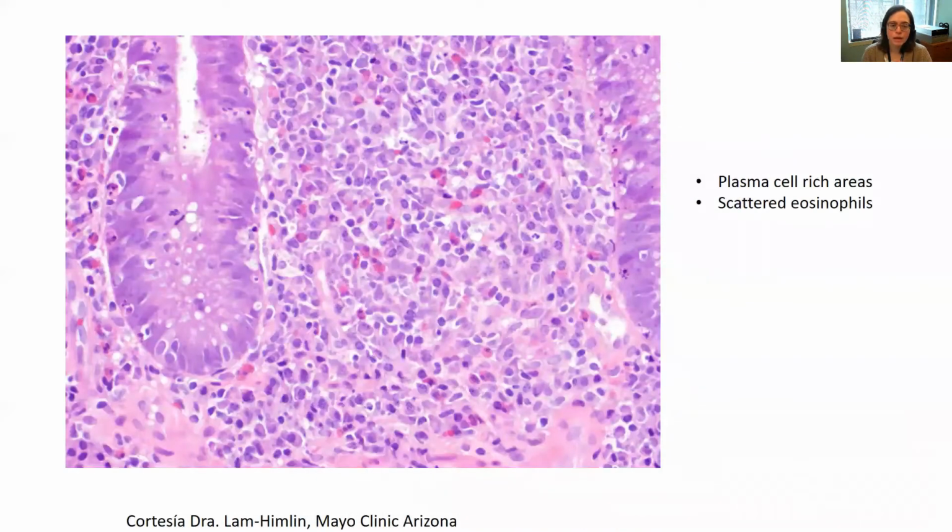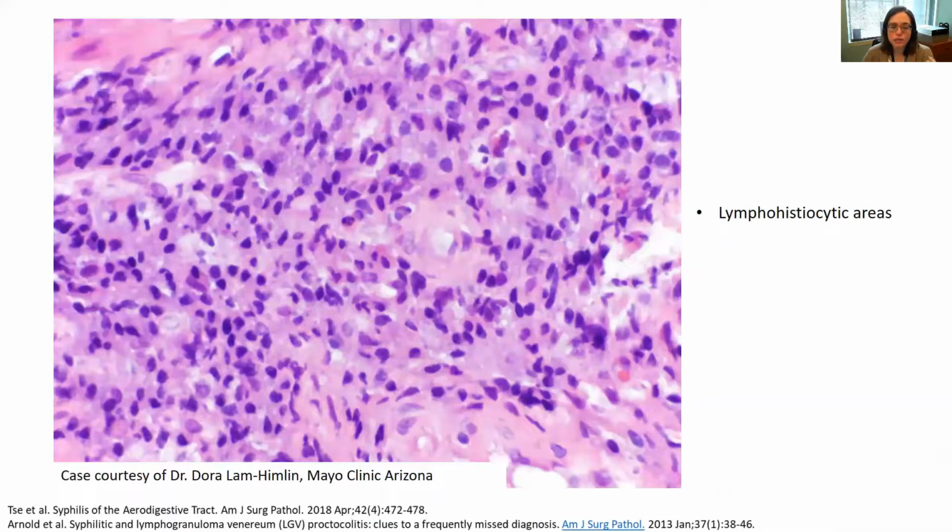Now, when you looked closely at high power, you can see some plasma cell rich areas and also scattered eosinophils, which tend not to be present in patients with STI and tend to be more of a finding in the setting of inflammatory bowel disease. But as you can see here, that is not a hard and fast rule. So if you see eos, yes, you think more of inflammatory bowel disease, but bear in mind that a subset of patients with STI can have a couple of eos in the background. Now, some areas look like this, plasma cell rich, but then other areas looked like this. They will look very lymphohistiocytic and eosinophil poor and plasma cell poor.